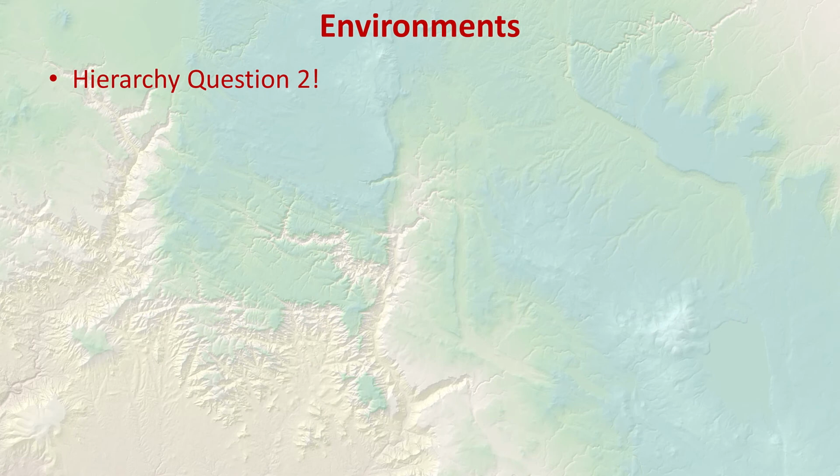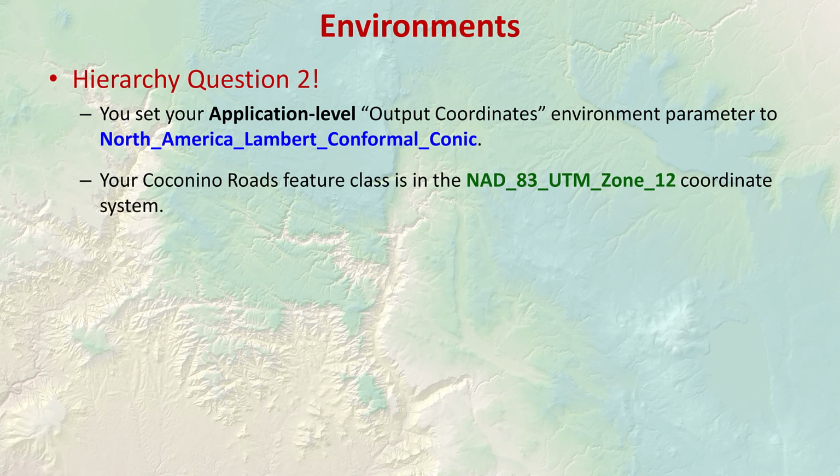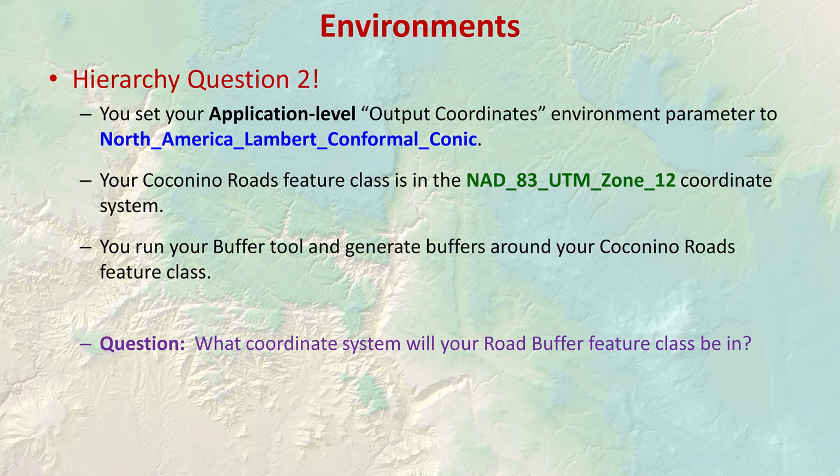Now let's try another question. Let's start adding some settings. We set our application level output coordinates environmental setting to North American Lambert Conformal Conic. This means that the tools that you run will produce data in Lambert Conformal Conic. Now our roads are still in NAD 83, UTM Zone 12. We run the buffer tool, we generate our buffers. What coordinate system will they be in? Well, hopefully it is clear that by setting the application level environmental parameter, all tools that you run in this ArcGIS Pro project will produce data in this Lambert Conformal Conic, no matter what coordinate system they started in. So the answer would be North American Lambert Conformal Conic.